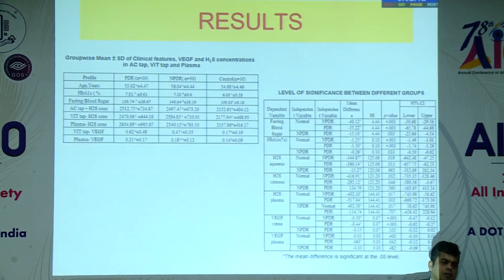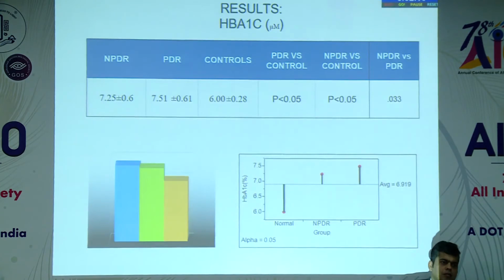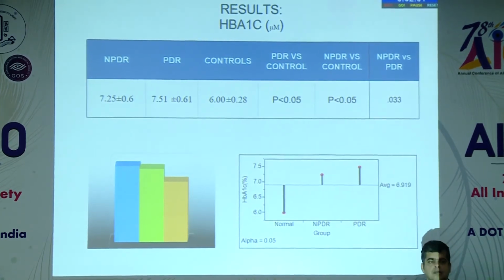So this is the final statistical analysis data. HbA1c was found significant in all three groups, that is NPDR versus control, PDR versus control, and NPDR versus PDR group.